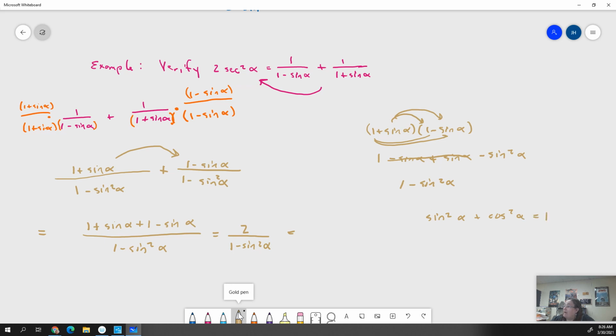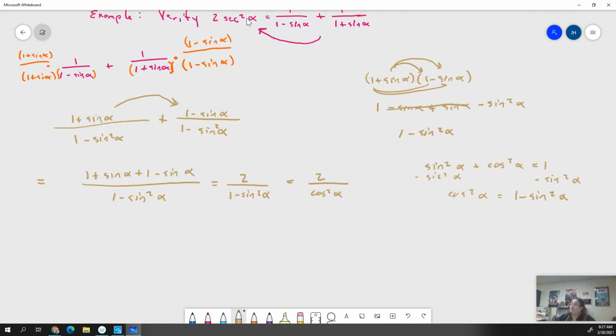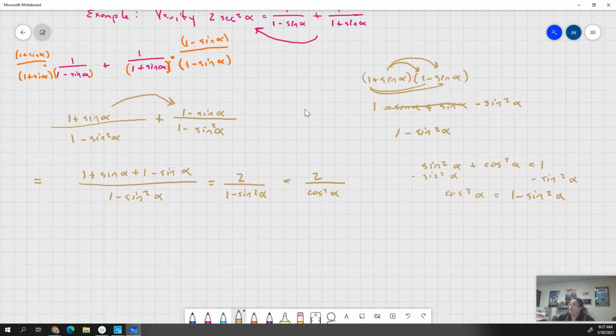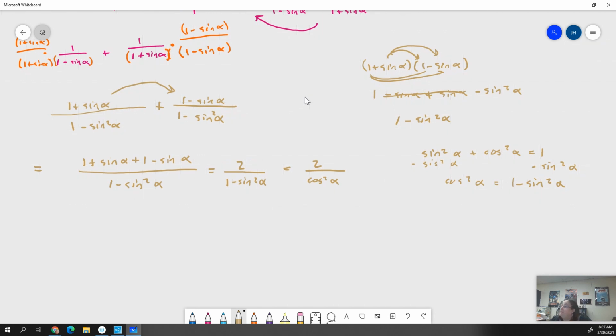So if I just subtract sine squared of alpha from both sides, right, I'm left with cosine squared of alpha equals 1 minus sine squared of alpha. So I know that this right here just equals cosine squared of alpha. So I have 2 over cosine squared of alpha. And check it out. What I'm trying to do is get to 2 secant squared of alpha, right?